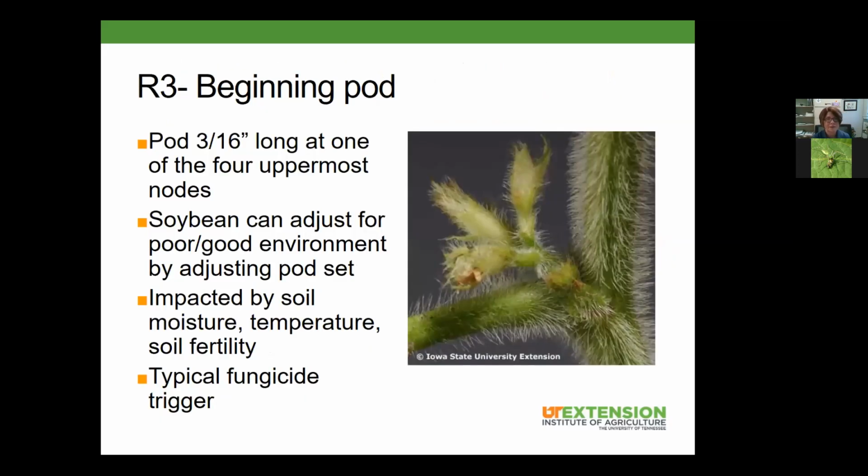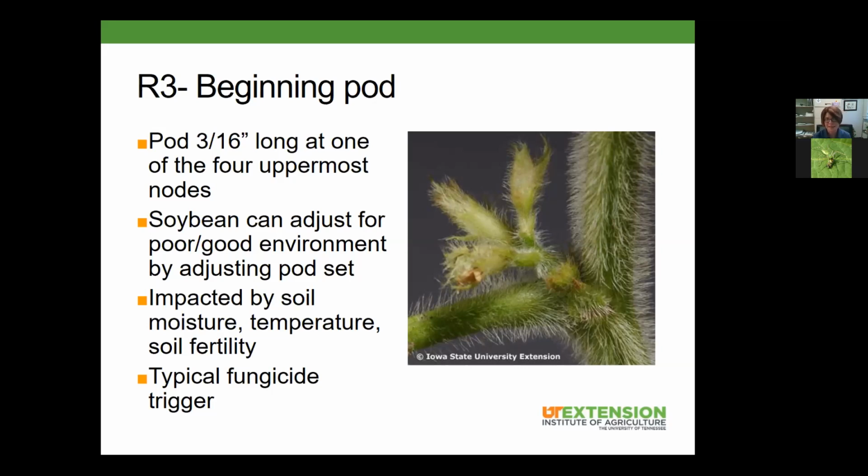So I'm going to talk about a couple of these. R3, this is kind of a big one. It's a typical fungicide trigger time, or it has been for many years. This is called beginning pod, and basically it means that you're looking at the top 4 nodes of the plant, and on at least one of those nodes, you can find little, almost 1/4 inch long pods after those flowers or blooms have fallen away.